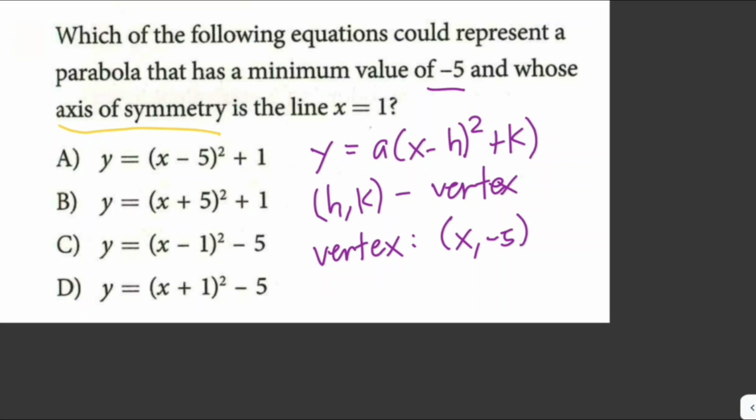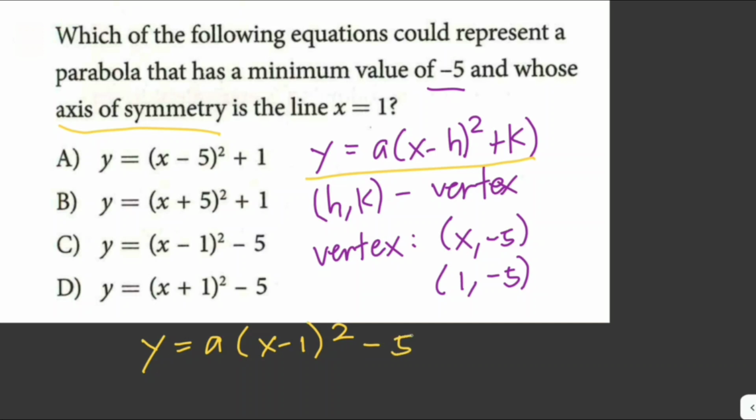And it says here that the axis of symmetry is the line x equals 1. Then that means the x-coordinate is equal to 1. So the vertex would be (1, -5). So now we can write the equation of the parabola. We can just plug in the value of the vertex here. So that would be y equals a times (x minus 1) squared minus 5. So this is now the equation of our parabola.